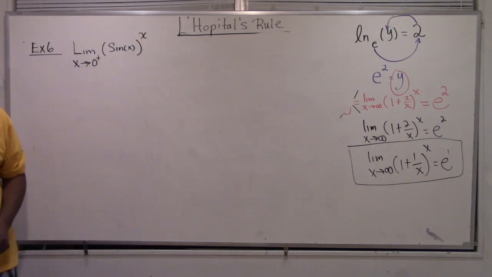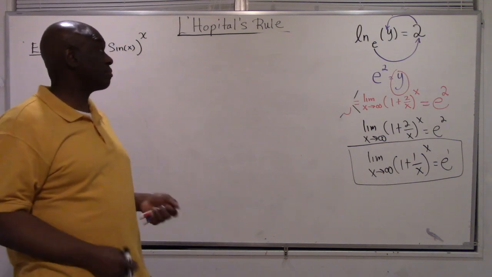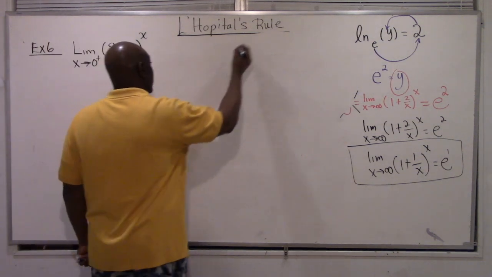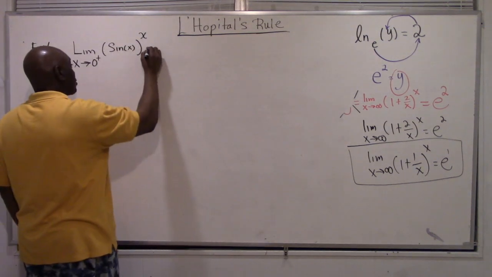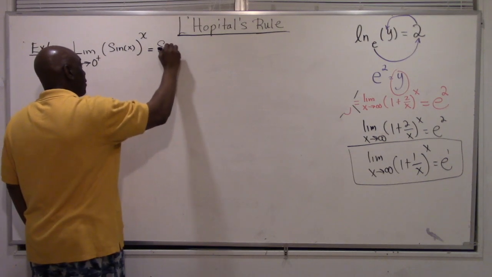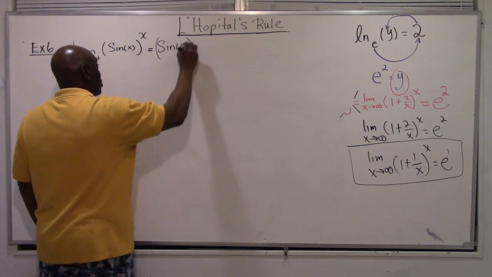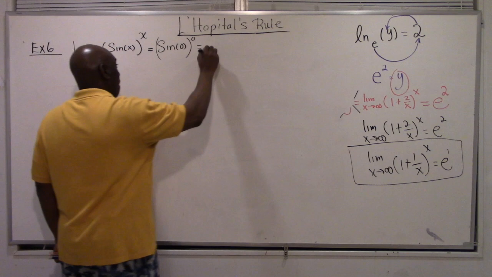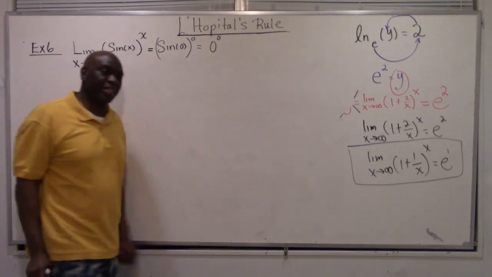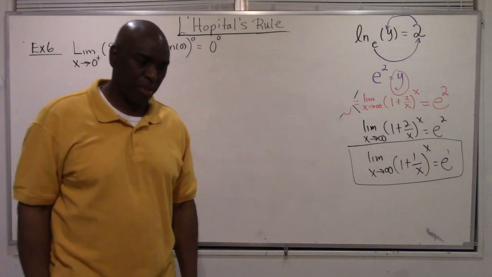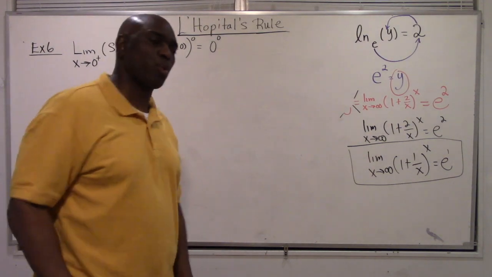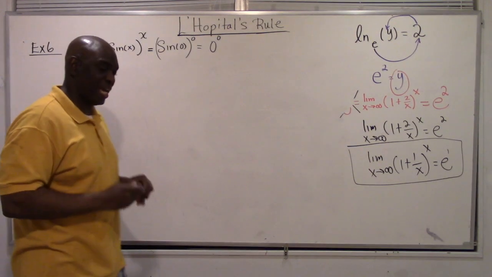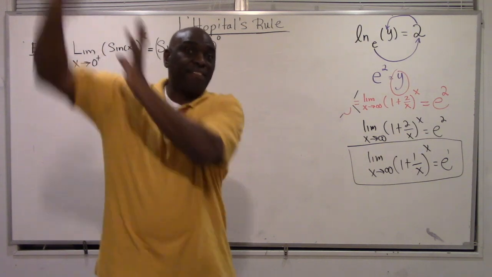Oh, wow, look at that. Trigonometry. Let's start with direct substitution. Let's put 0 in first. That gives us sine of 0 to the power of 0, which is 0 to the power of 0. Indeterminate form, power struggle. The base is going toward 0, the power is going toward 0. It's not L'Hopital ready. In other words, we have a function to the power of a function.